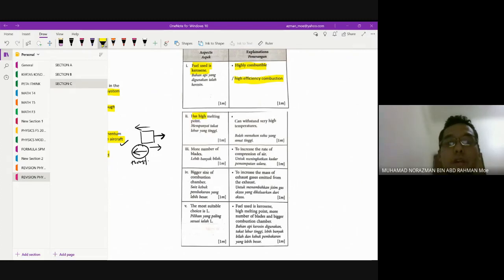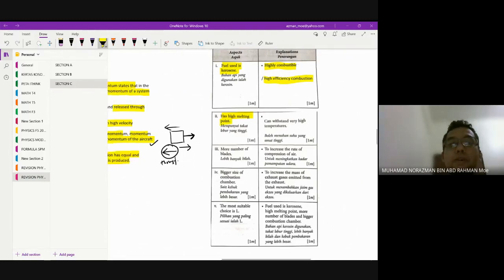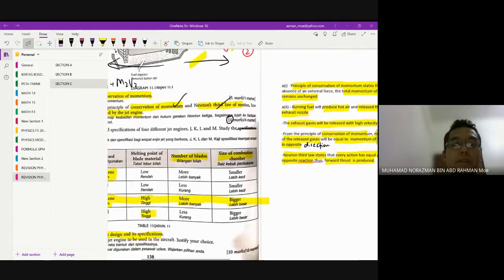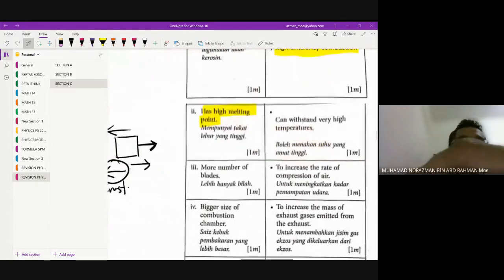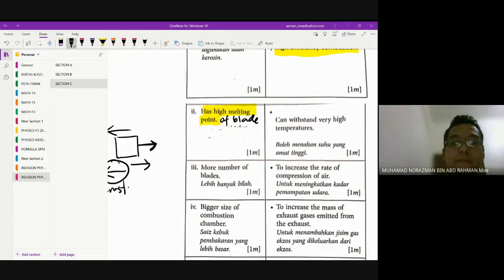Number 2 has a high melting point. High melting point of what? High melting point of blade material. Okay, state the explanation: it can withstand very high temperature. Okay, very good.